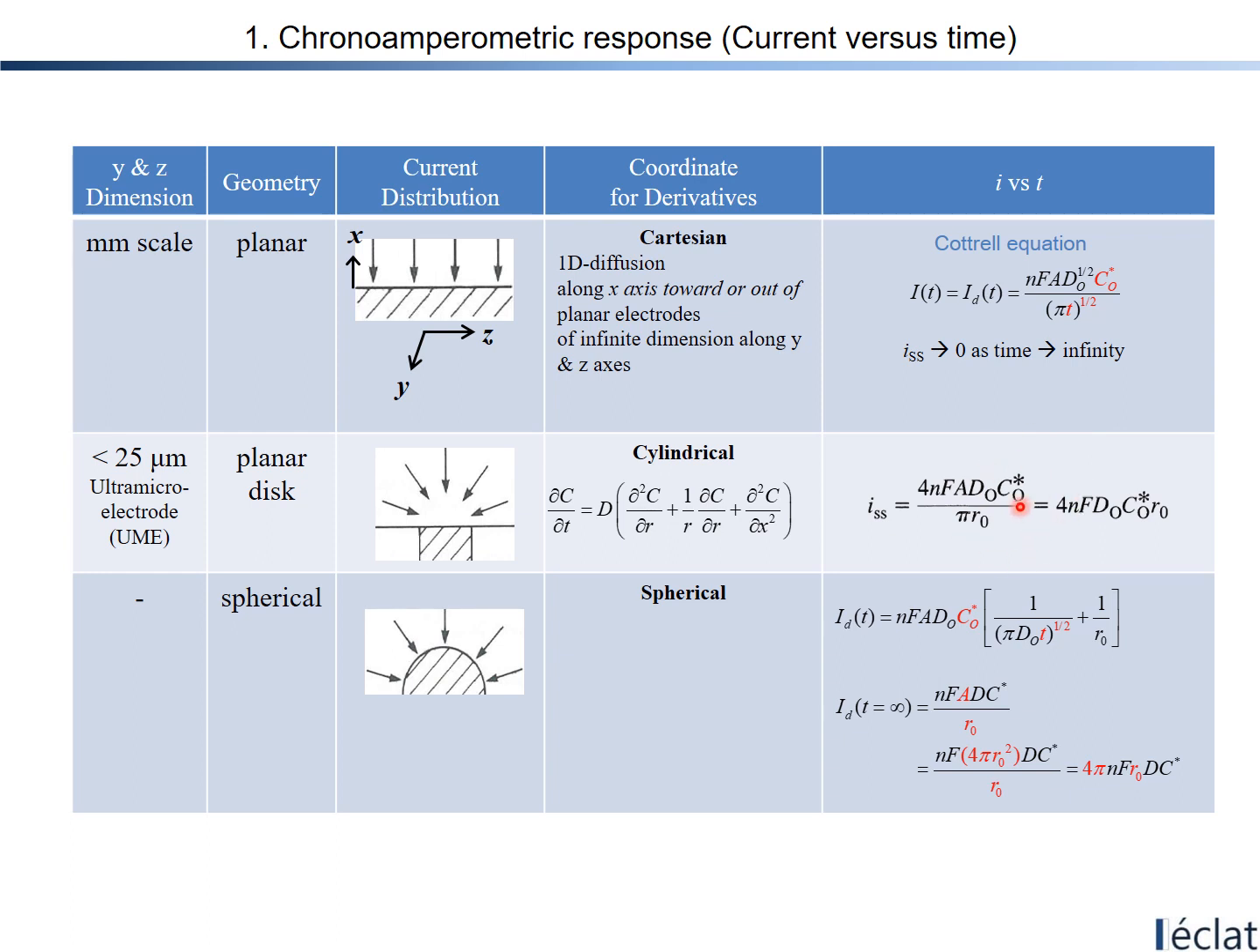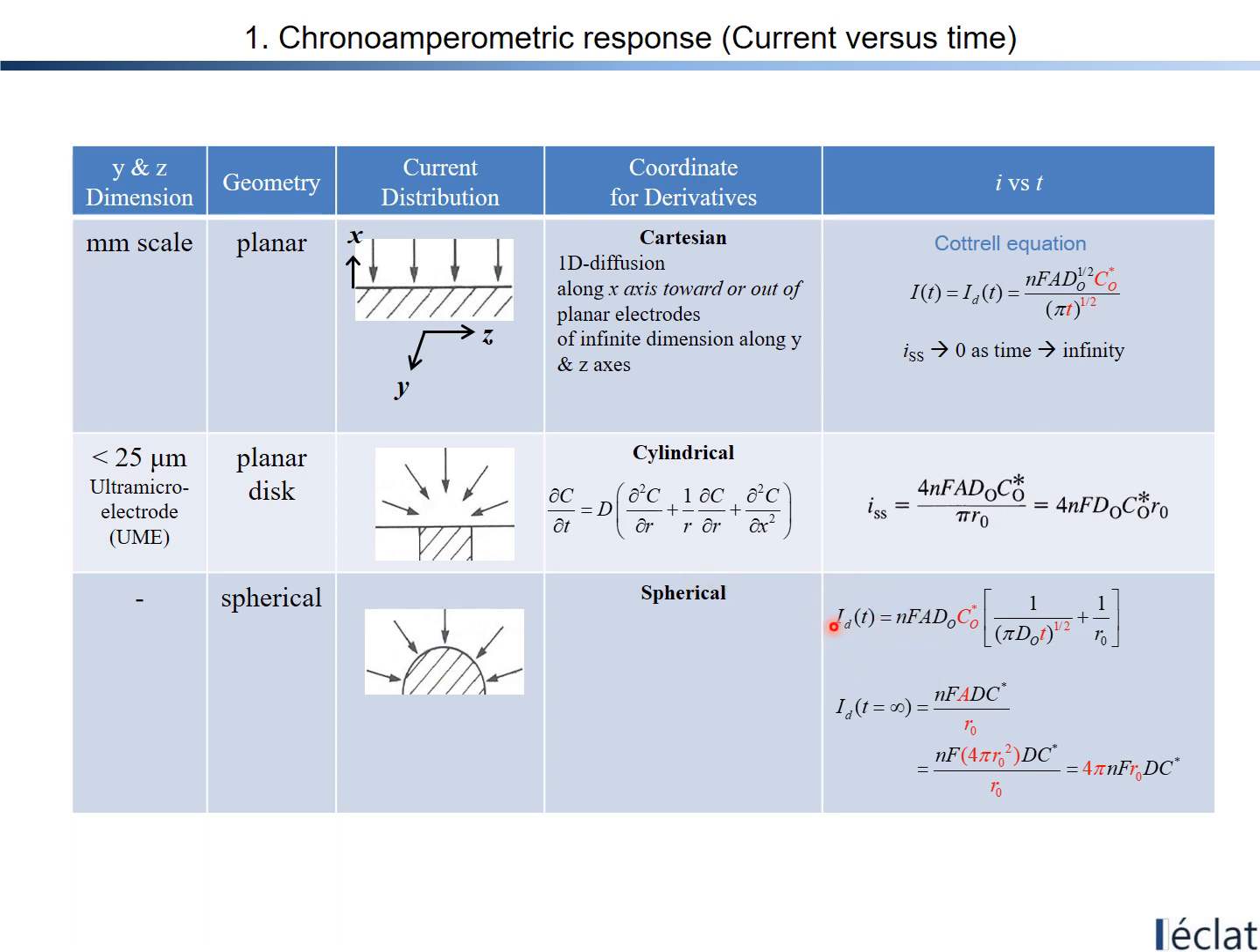Also, let me change the geometry of the electrode from the very simple planar into a spherical electrode, like that. Of course, you could still find distorted current distribution along the curvature of the spherical electrode. Then in that case, you should use the spherical coordinate system for solving Fick's second law. And here is the result.